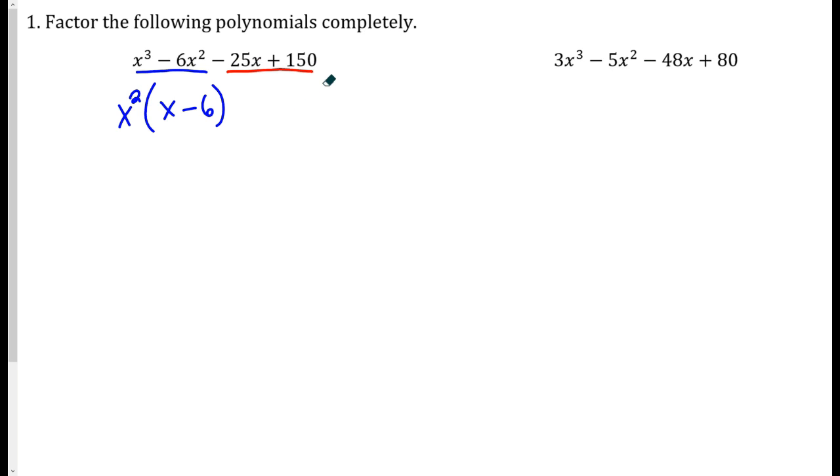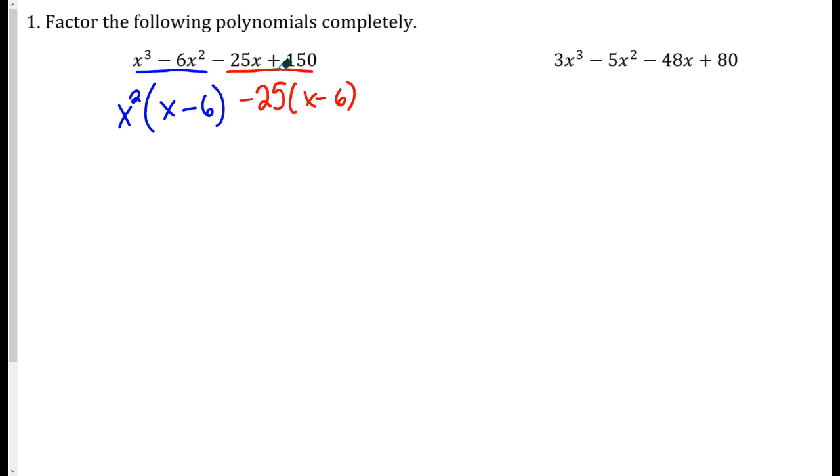The second 2 terms, I need to end up with an x minus 6 over here for this to work. What can I factor out? Well, I need a negative 25x and a positive 150. So if I factor out a negative 25, does that get me what I want? That gives me negative 25x. That gives me positive 150.